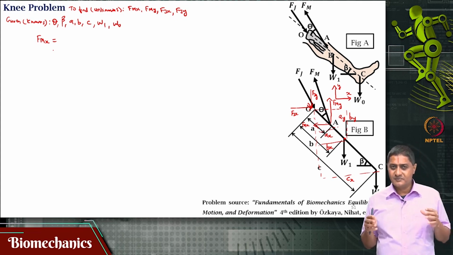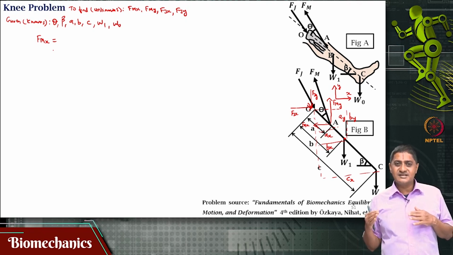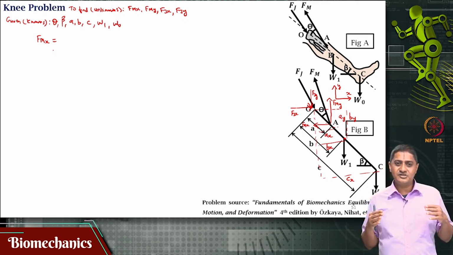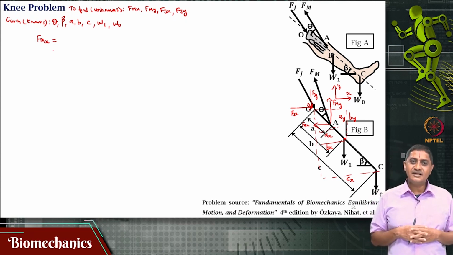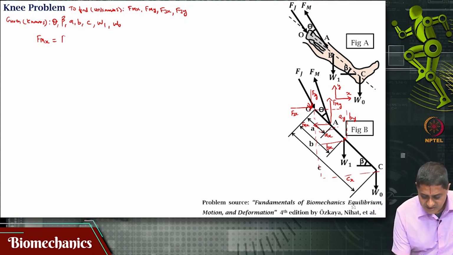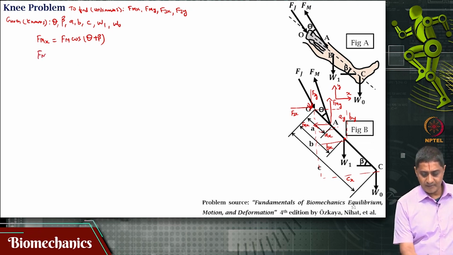I hope this is clear. The leg itself is inclined at an angle and the muscle is inclined at an angle to the leg. So, the net angle with respect to the horizontal with which the muscle is acting is theta plus beta. Okay. So, Fmx is Fm cos(theta plus beta). Fmy is Fm sin(theta plus beta).